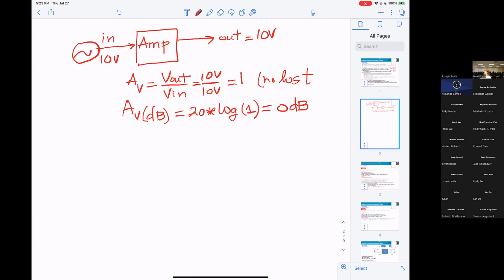Okay? Now, if I said the output will be down minus 3 dB.